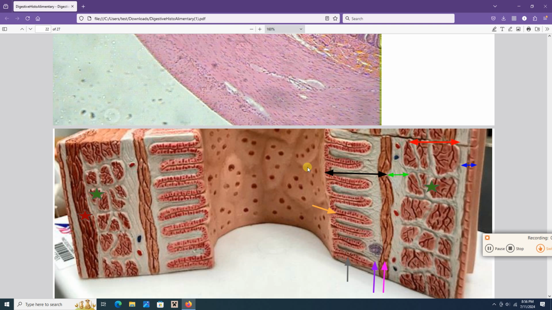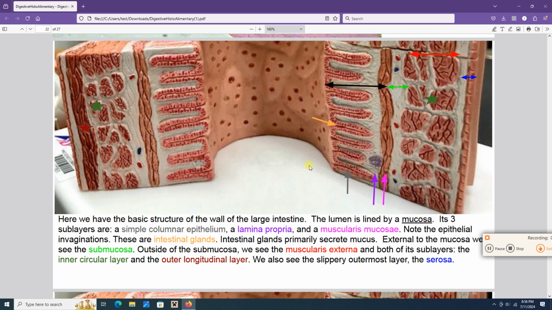All right, lastly, we have the large intestine. Last one, the colon. Same basic pattern here, right? Man, we're going through this fast. Same basic pattern. Mucosa with its trio of sublayers. Simple columnar epithelium here, lamina propria, muscularis mucosae. Then there's my submucosa. Then there is my muscularis externa. Two layers, inner circular, outer longitudinal.